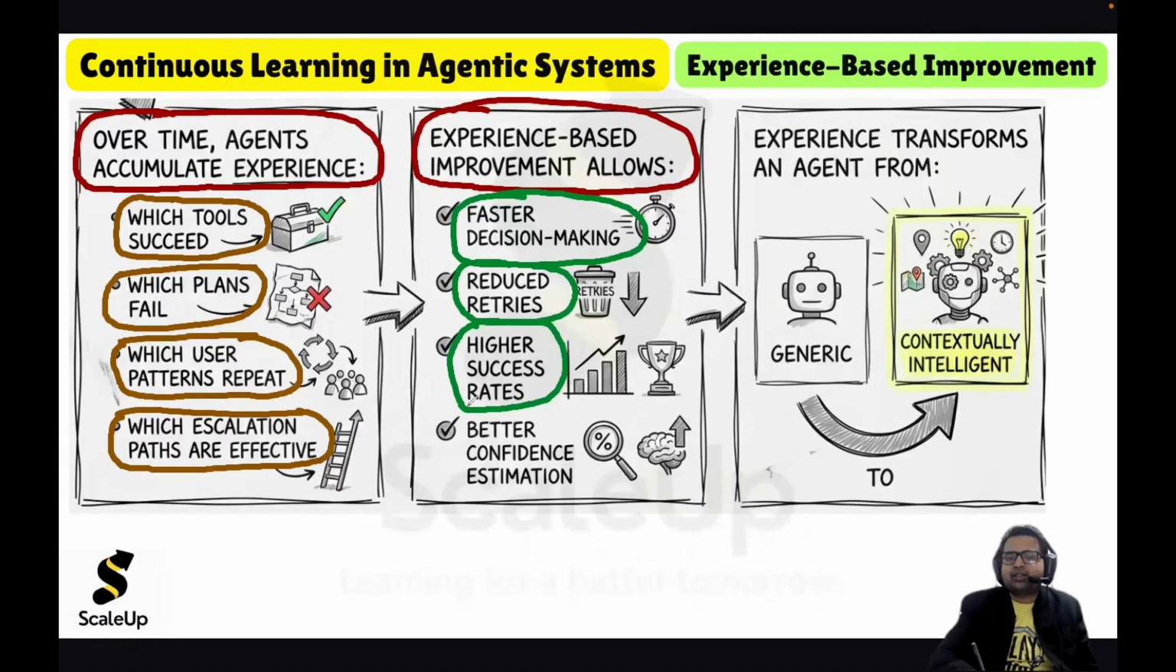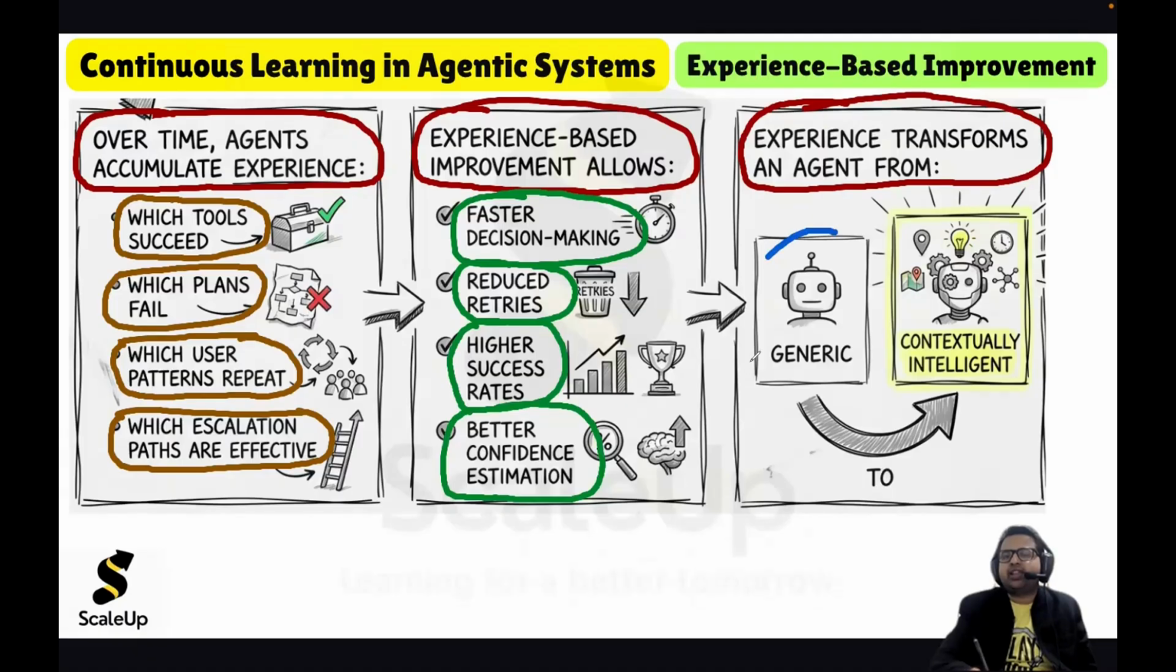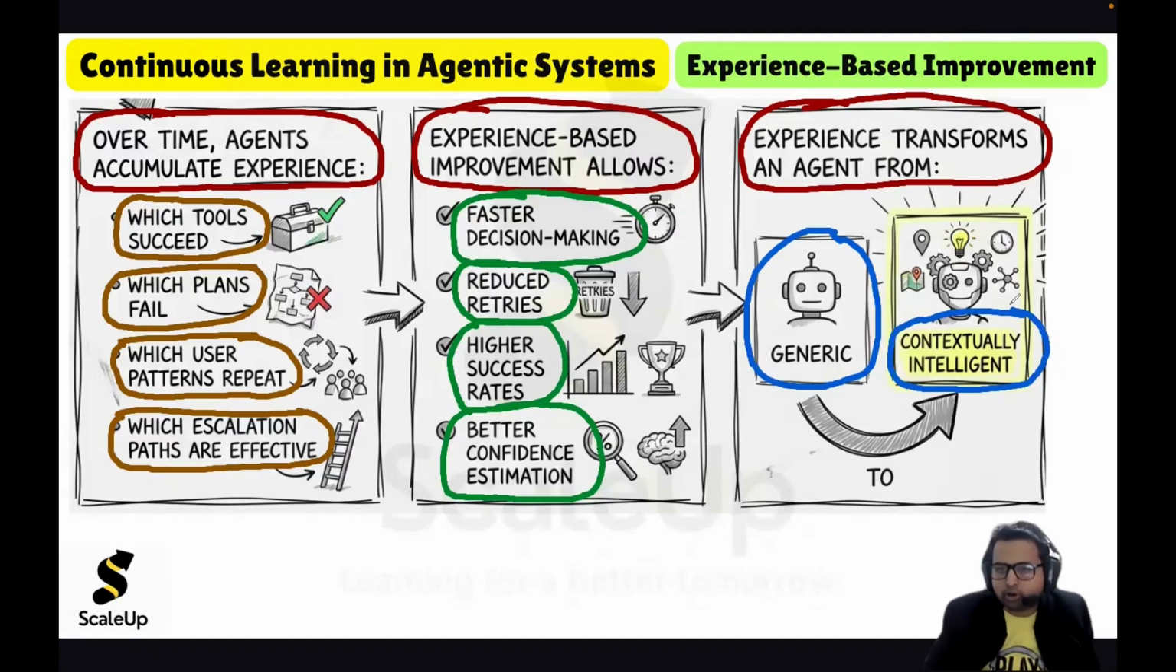So we will get higher success rates and better confidence estimation. And that is what experience-based improvement is about. Experience transforms an agent from a generic agent, because we start with a generic agent, and with experience that generic agent will become contextually intelligent. And this context is very important. This contextual intelligence is very important in continuous learning in agentic systems. So this is the experience-based improvement.